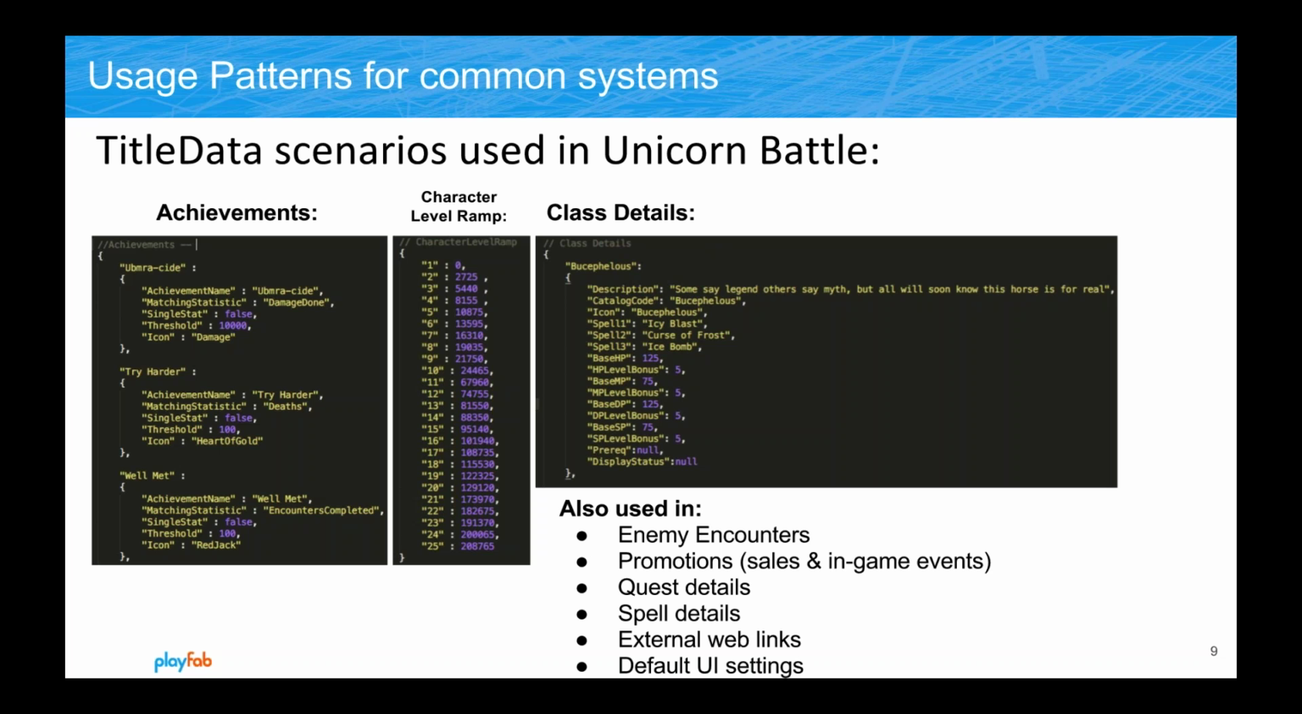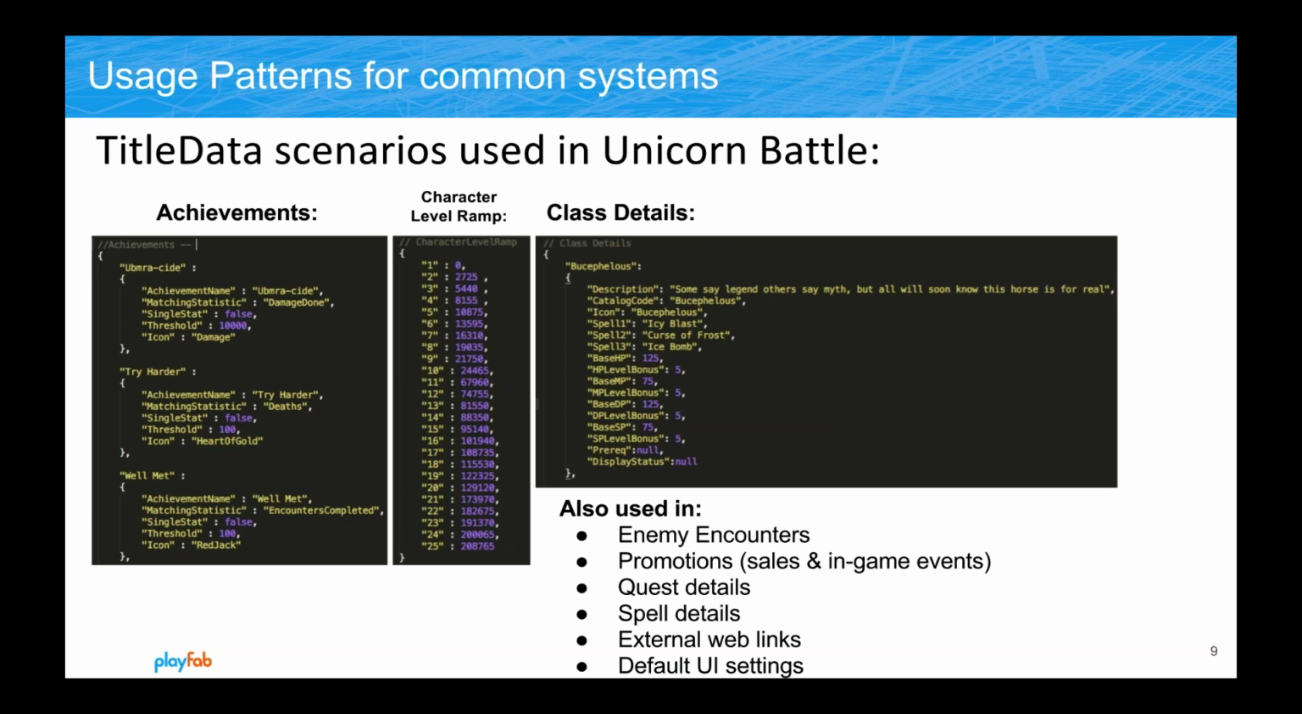Class details: when a character starts out, they have default class properties, hit points, mana points, defense points, speed points, all of those things, which spells they have access to, what art corresponds to the spells, which sound effects and art effects to play on dissolve, as well as a number of other things in encounters, promotions, which includes live in-game sales and in-game events that can be tweaked on the server, and you never have to touch your in-game code.